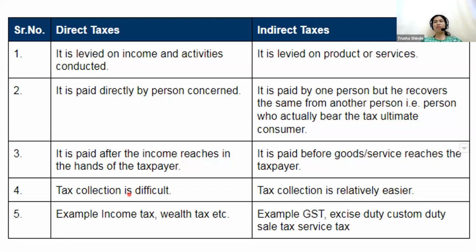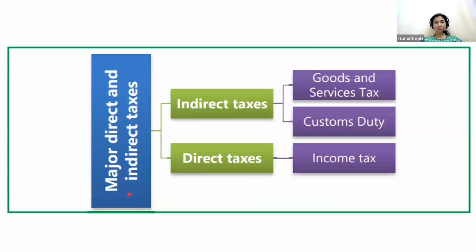It may be online or offline, but in indirect taxes it is far easier because the system itself catches them. So examples of direct taxes are the income tax and the wealth tax. And for indirect taxes we have GST and customs duties, also the sales tax which was the earlier, old system of taxes.